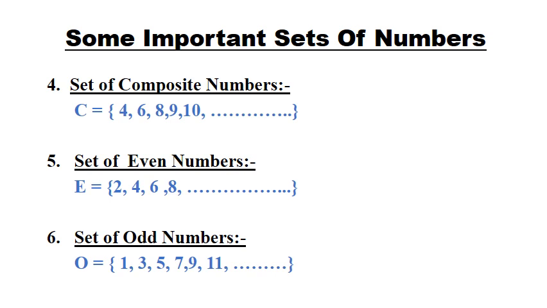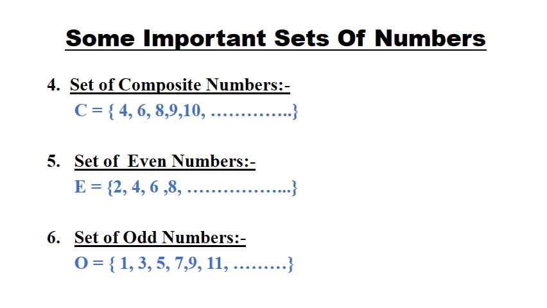Come towards the set of even numbers. A number which is divisible by 2 with no remainder is an even number. It is usually denoted by capital E. So the even numbers will be 2, 4, 6, 8, 10 and so on. The first element of this set is 2, which is completely divisible by 2. The other element is 4, which is also divisible by 2. Similarly, the other number is 6. 6 is also divisible by 2.